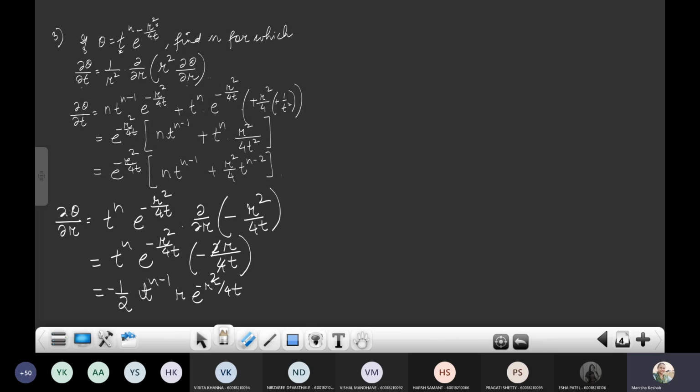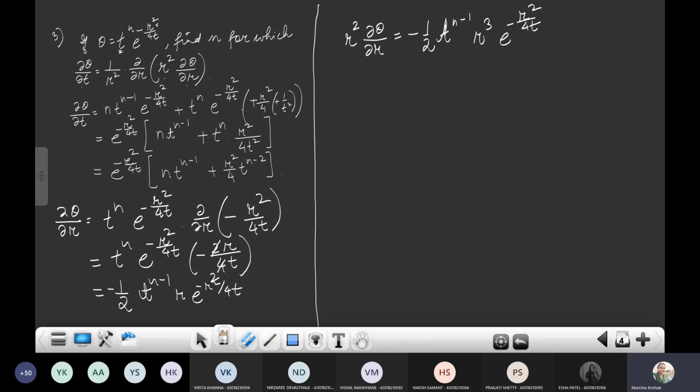Now next what we have is r square into del theta del r. So let us do that. Now r square into del theta del r. So that will become minus half t power n minus 1 into, you are multiplying by r square, so it will become then r cube. And then we have e power minus r square by 4t. Now again we have to differentiate that with respect to r. So del r of r square del theta del r.